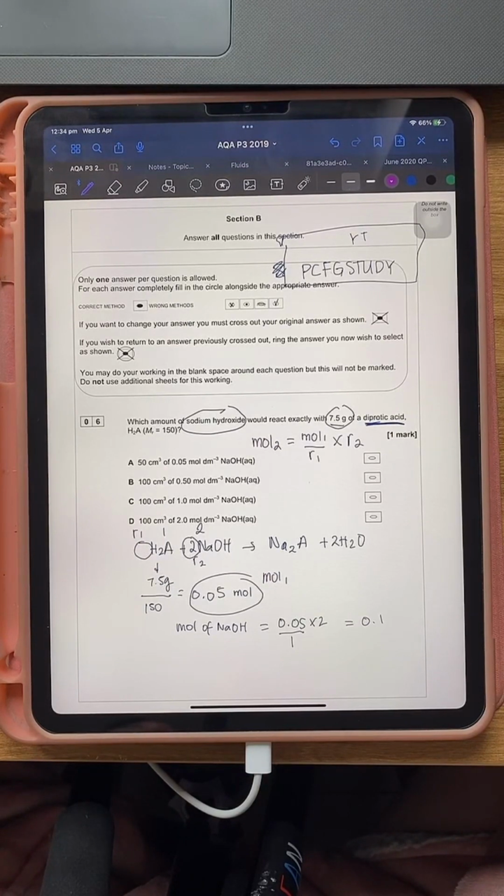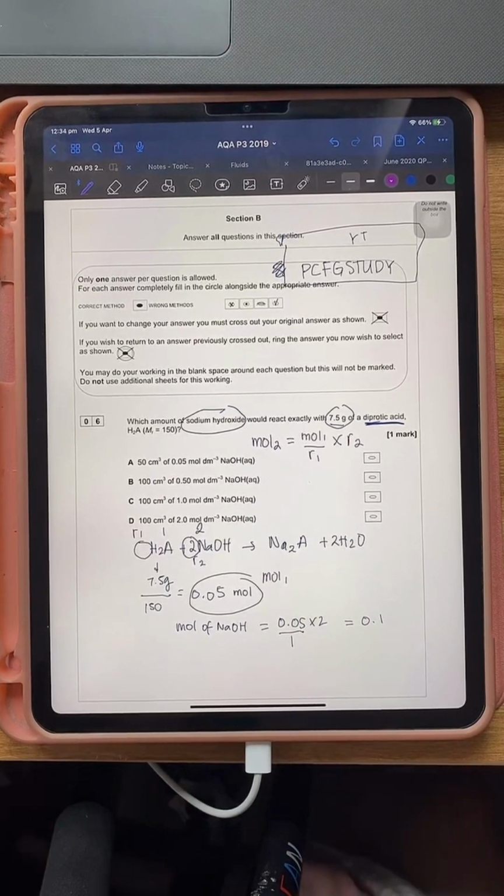What's the best way to revise A-level maths? Past papers and do textbook questions. I would suggest do textbook questions. This is 2019, AQA paper 3.